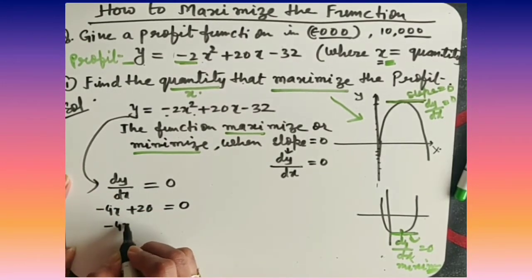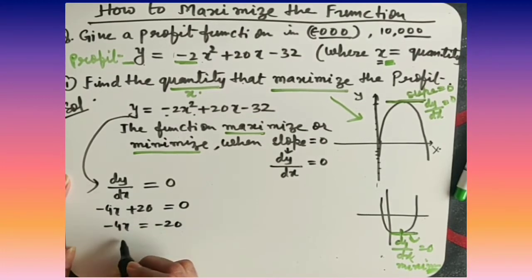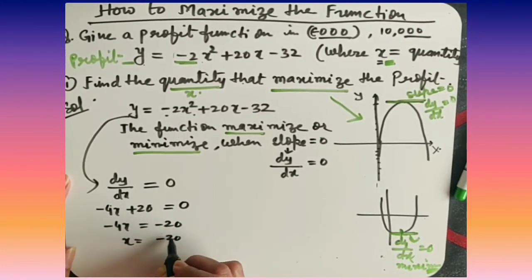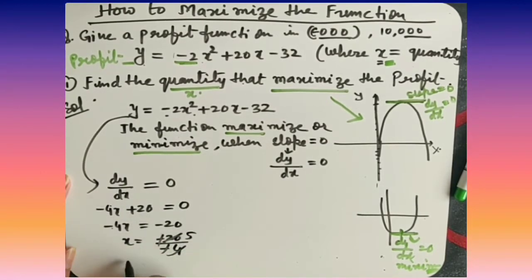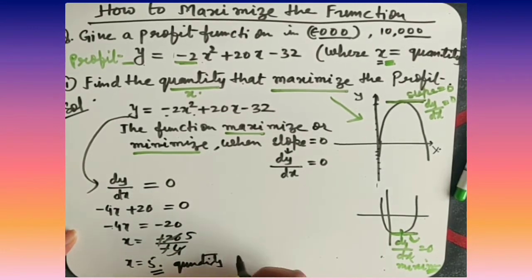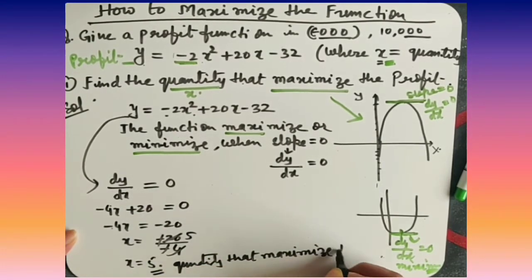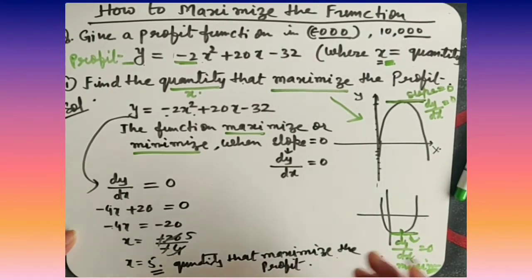So minus 4x equal to minus 20, x equal to minus 20 divided by minus 4, so it will be 5. So the quantity that makes the profit maximum, which is x, is 5. This is the quantity that maximizes the profit. So this way we will maximize any profit function.